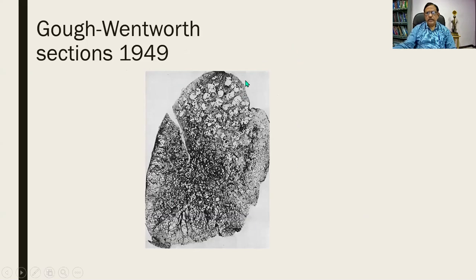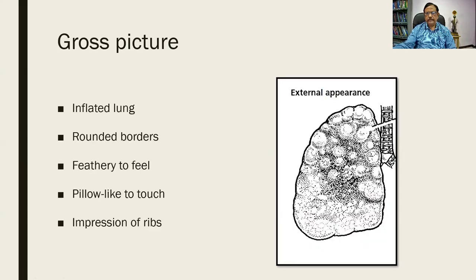Okay. Just to bring to you the history of pathology, Gough Wentworth was a person who introduced sectioning of the entire lung. The entire lung has been cut into a tissue section to study the pathology. Look at the pathology of the lung in a case of emphysema. Normally the lungs have a sharp border and they are not as large as this. In emphysema, the lung is inflated. The borders are rounded.